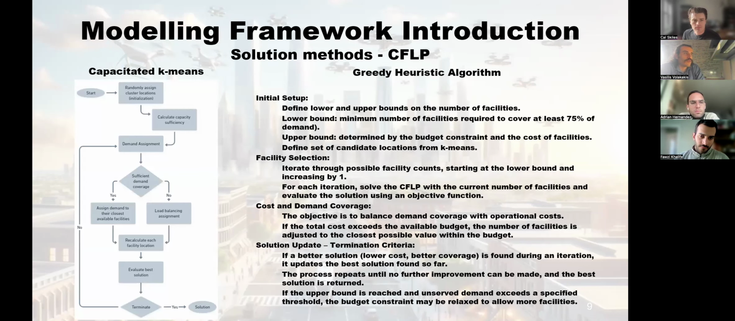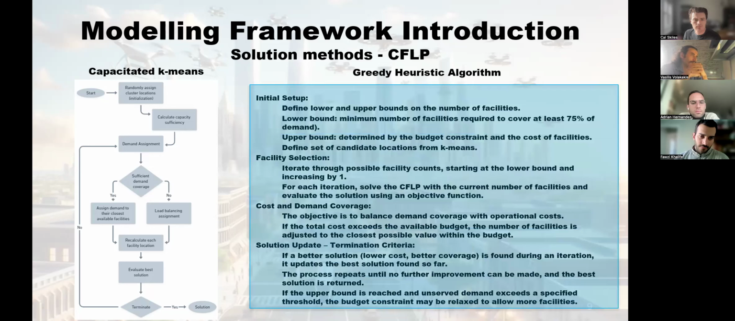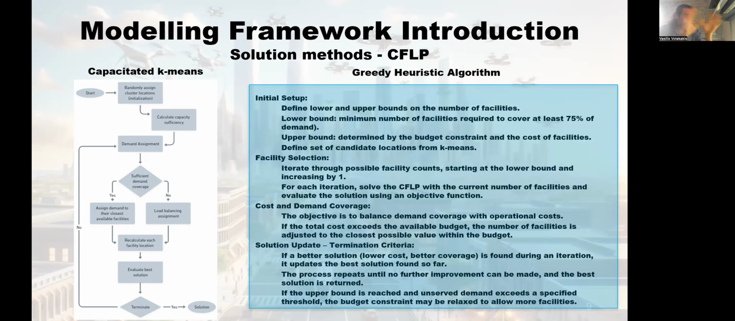So in terms of the solution methods, on the left, it's a very simple flowchart of the capacity K-means, which is nothing more. It's something super simple. It's a very simple K-means algorithm with the only difference that it incorporates capacity constraints. And the greedy heuristic, again, it's very simple. It's nothing crazy. It's a very simple formulation.